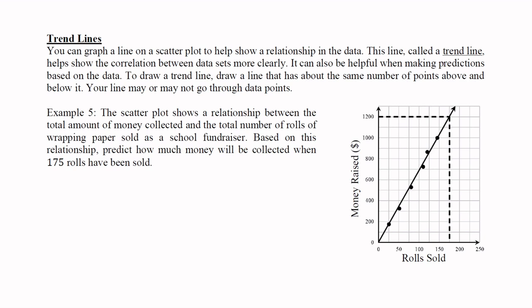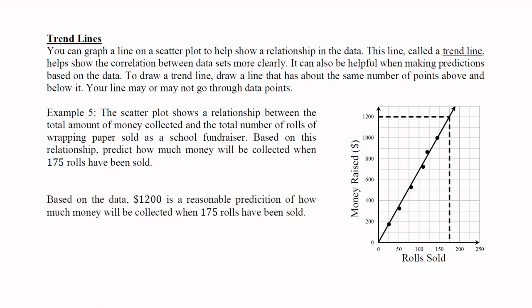So we have the scatter plot, and we have our trend line, which is that solid line going through the data. What you will do is find 175 rolls on the x-axis. You will follow it up, which is indicated by the dashed line. Follow it up to your trend line, and then once you hit your trend line, follow it back to the y-axis to find your estimate of the money raised. So based on the data, $1,200 is a reasonable prediction of how much money will be collected when 175 rolls have been sold.